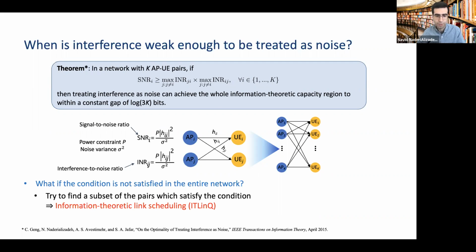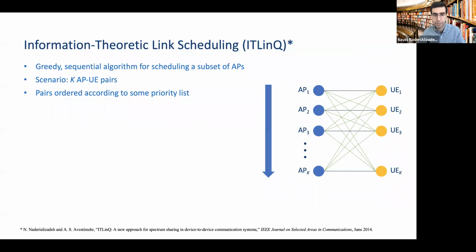And that's basically the basis of our information theory link scheduling, or ITLIQ scheme, that, again, we came up with based on that condition. This is in general a greedy algorithm that basically decides sequentially on whether to schedule each access point or not for transmission. So let's say at each time slot or at each scheduling interval, we first order the pairs according to some priority list.